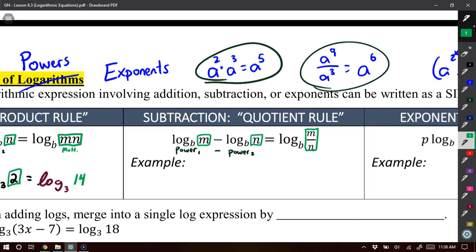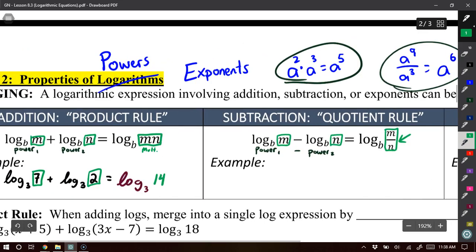So it's the backwards idea of properties of exponents. If I am subtracting logs, that means I am subtracting exponents, which means I performed the operation of division. If I am adding logs, that means I'm adding exponents, which means I performed the operation of multiplication. So let's look at an example of it.